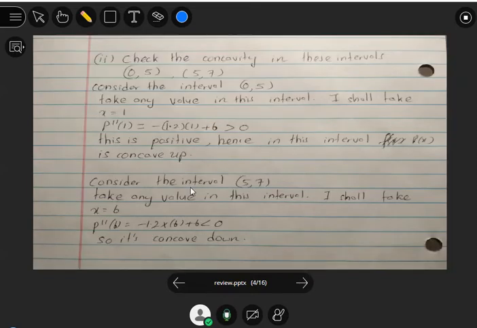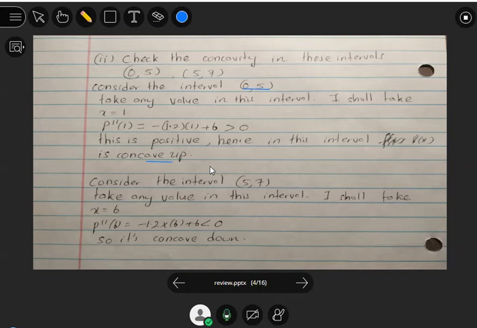In the second part we check the concavity in these intervals. The first interval is 0, 5. You can take any value in this interval. I shall take x is equal to 1. Then I plug in 1 for this p double prime, and I obtain a value greater than 0. So the second derivative at 1 is positive, which means that in this interval the function p is concave up.